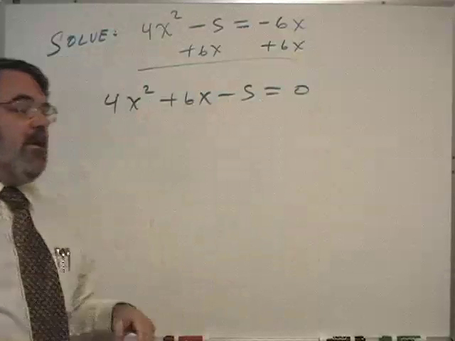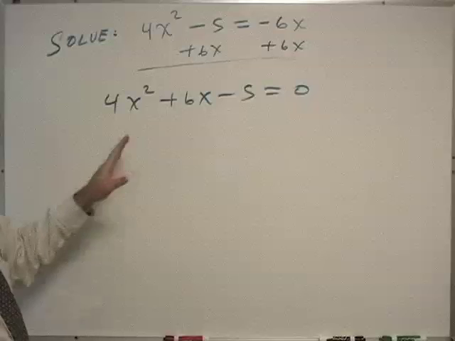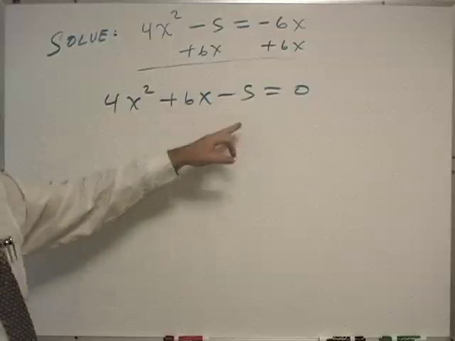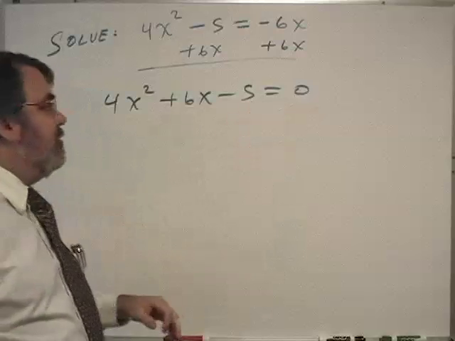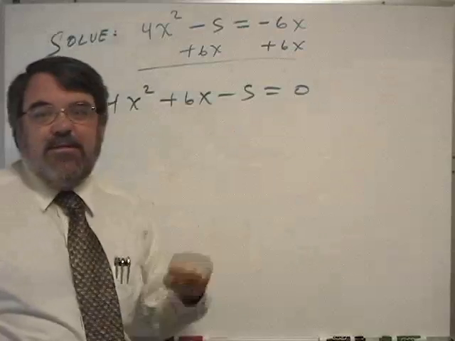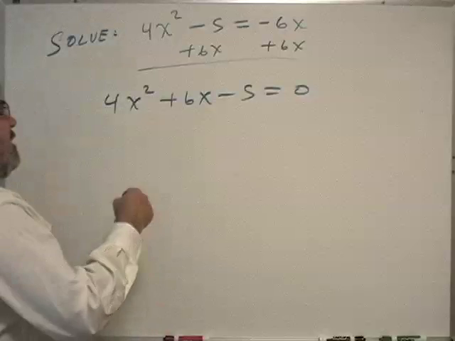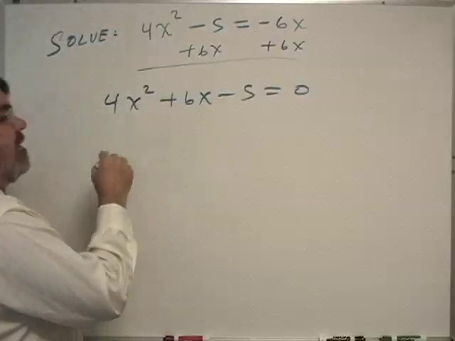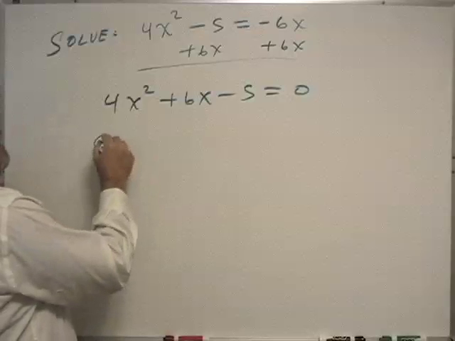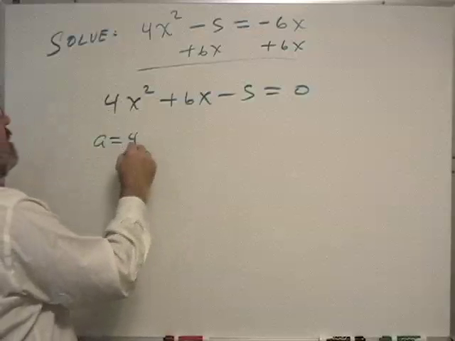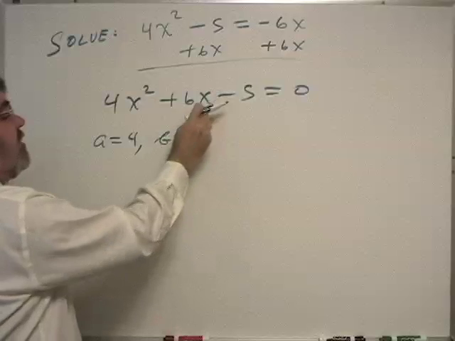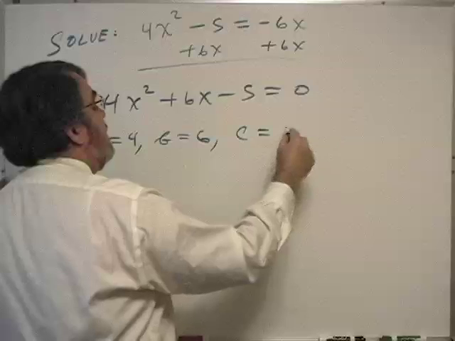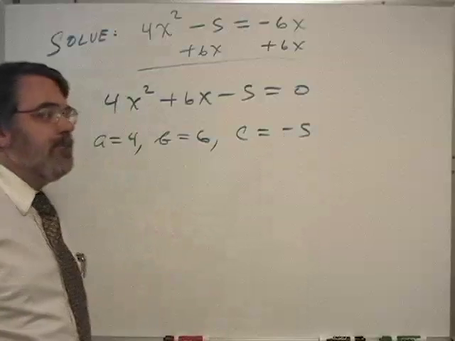So notice again, I wrote this in descending powers. The x squared term comes first, the first power or linear term, and then the constant term. And it equals 0. So it's in form to solve the quadratic by the quadratic formula. A is this number, 4. B is the coefficient of x, that's 6. And then c is the constant, negative 5.